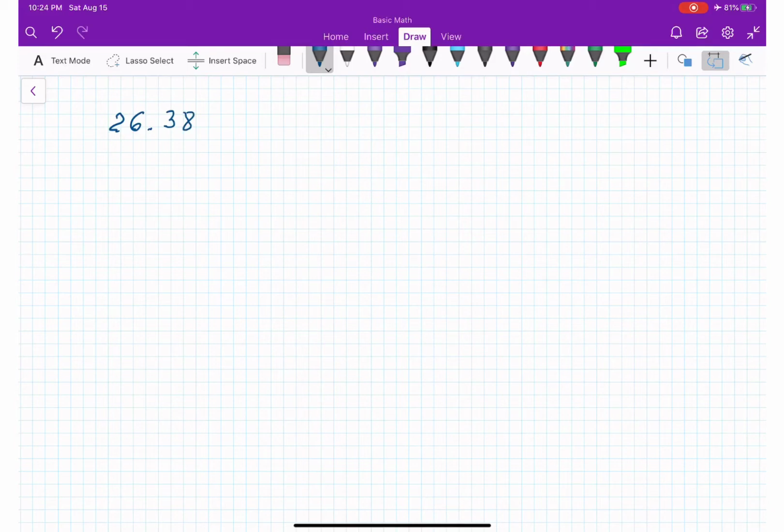26.38 minus 4.15. Again, the most important thing, we need to line up the decimal point. 26.38. Now, decimal point, 4, and then 1 comes here, and 5. Subtract.